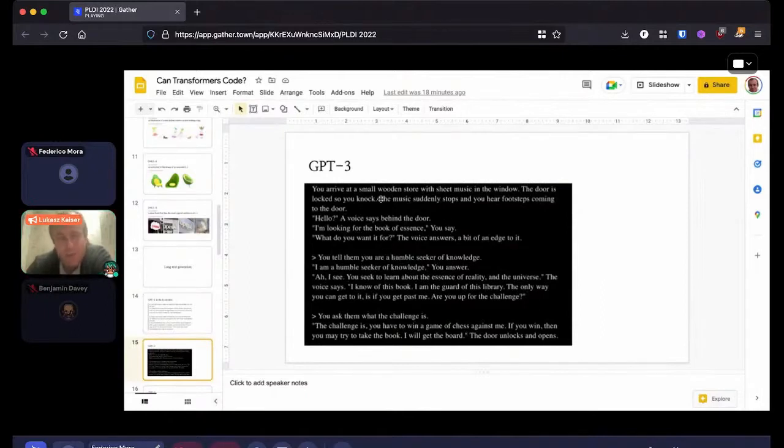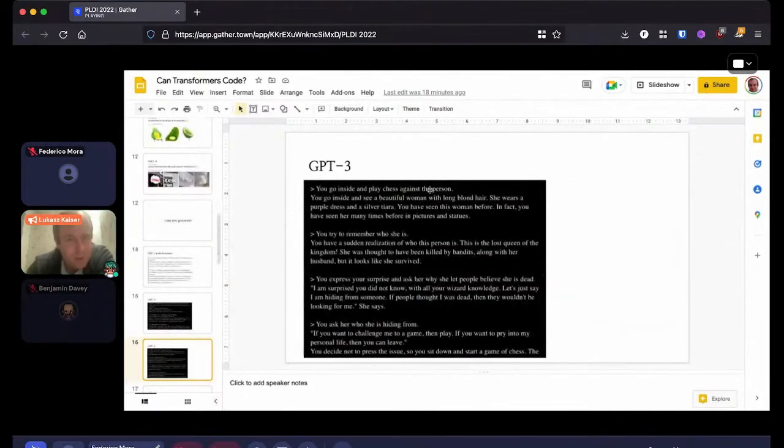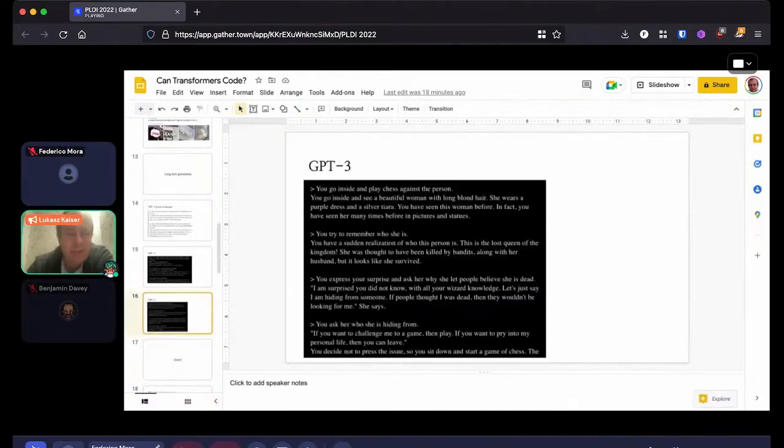So this is GPT-3 being used in a game, and it starts with you arriving at a small wooden store with the ship using the window, and there is a whole dialogue, and there is a princess somewhere there, I think. You play chess, so you can tell what you're doing. The model will answer in kind, and it's reasonably good at it, in the sense that sometimes it can go a bit off the rails, but generally it can stay coherent for a long enough time.